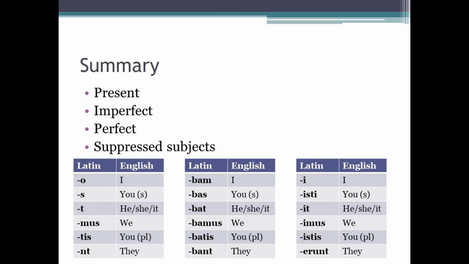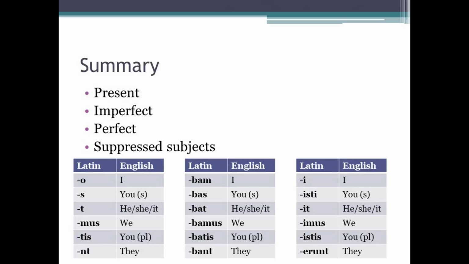So we've now covered stage 7 of the Cambridge Latin Course. So let's summarise. We've recapped the 3 tenses we've met so far. The present tense ends in -o, -s, -t, -mus, -tis, -nt. The imperfect ends in -bam, -bas, -bat, -bamus, -batis, -bant. And the perfect tense endings are -i, -isti, -it, -imus, -istis, -erunt. So these should already be familiar to you.